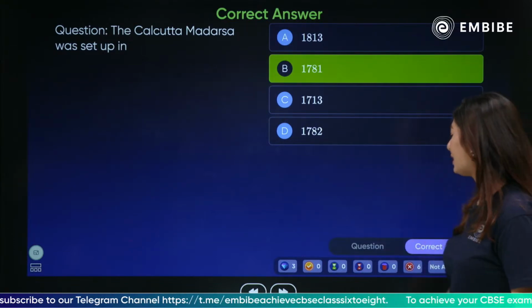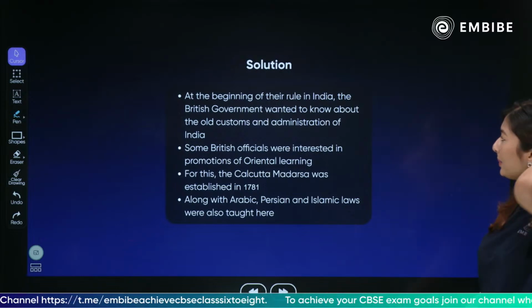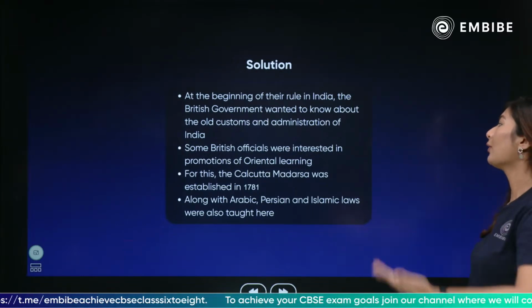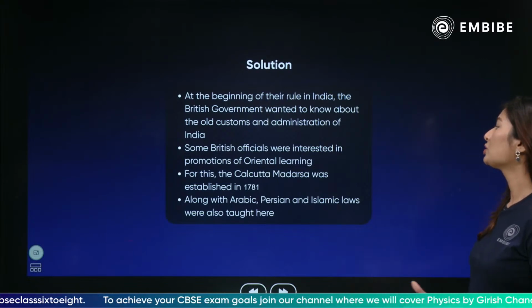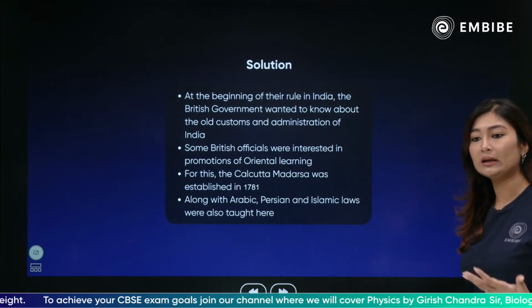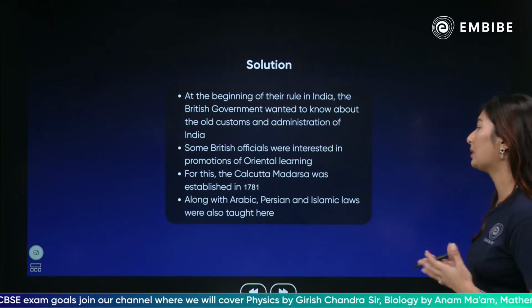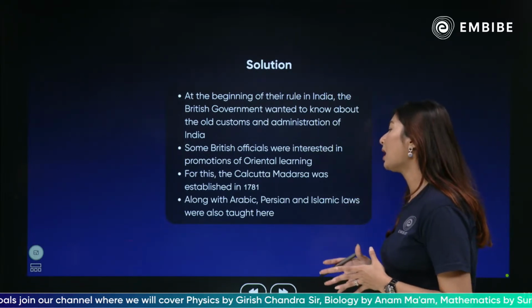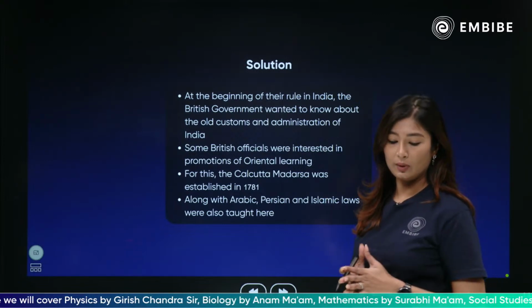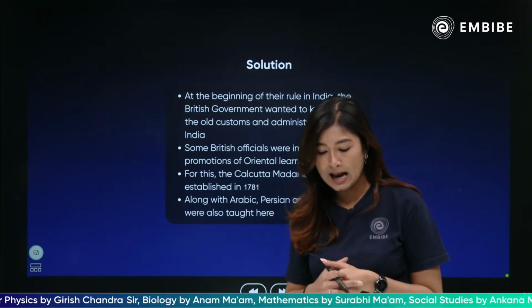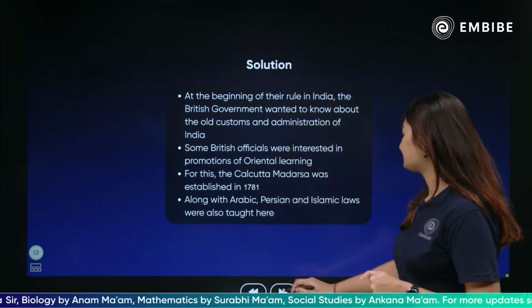ठीक है, 1781 में madrasas were being set up. ठीक है. So at the beginning of their rule in India, the British government wanted to know about the old custom and administration of India. Some officials were interested in promotion of Oriental learning, cultural and linguistic based learning. So for this, the madrasas were set up in 1781, along with Arabic, Persian and Islamic laws. These things were being taught to the students. ठीक है, B है answer. Absolutely correct. ठीक है, wonderful.